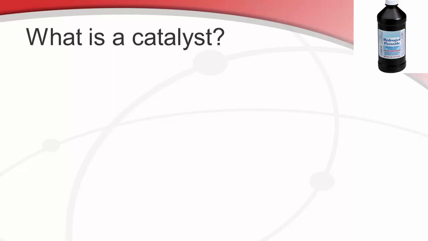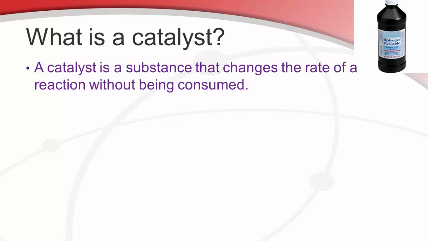So a catalyst we've already discussed a little bit. What we want to do today is go into a bit more detail, go through a few more examples to illustrate the basic principles of catalysis, and get us essentially a feel for what a catalyst does in a reaction. So what is a catalyst? A catalyst is a substance that changes the rate of a reaction, almost always increasing that rate, without being consumed.